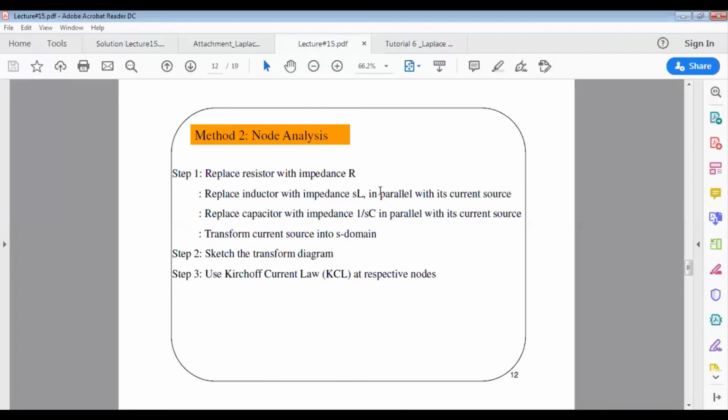If I can recall, for the resistor it is simply the impedance R. For the inductor it will be the impedance SL in parallel with the current source. And for the capacitor it will be the impedance 1 over SC in parallel with the current source also. You can refer to the previous slides for the transformation of inductors and capacitors. Step 2 is to sketch the transform diagram. And step 3 is to use the Kirchhoff current law at the respective nodes.